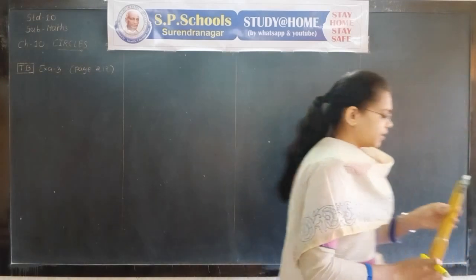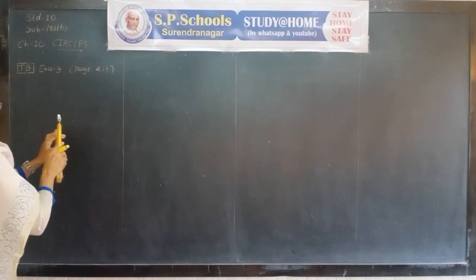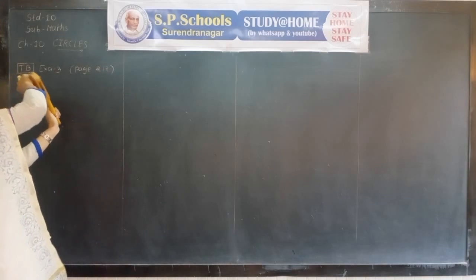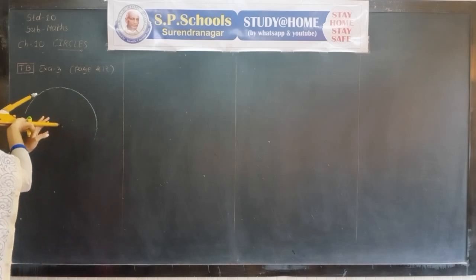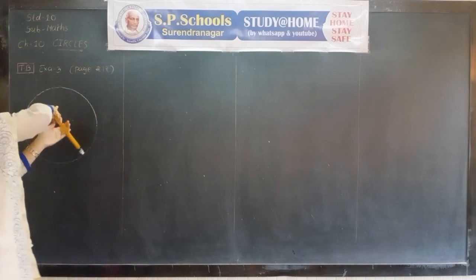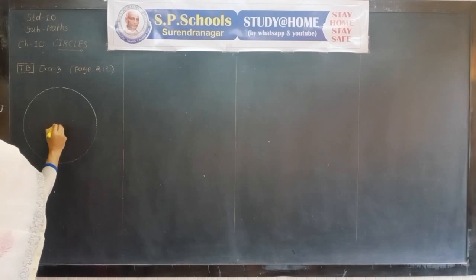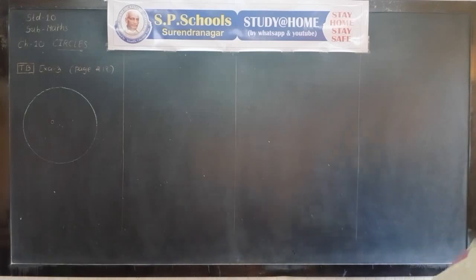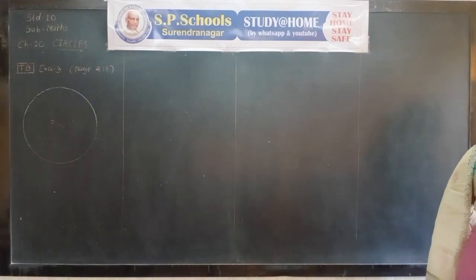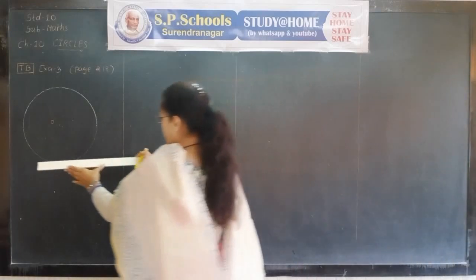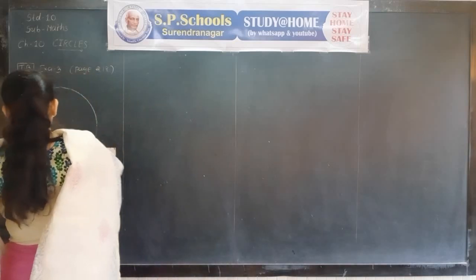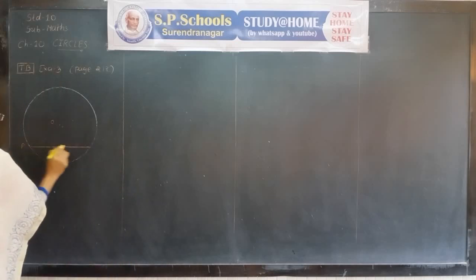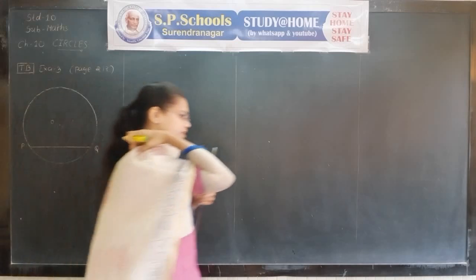First draw a circle using a compass. O is the center of the circle. Now what is next? Next, PQ is a chord of length 8 cm. One chord PQ of length 8 cm is given.